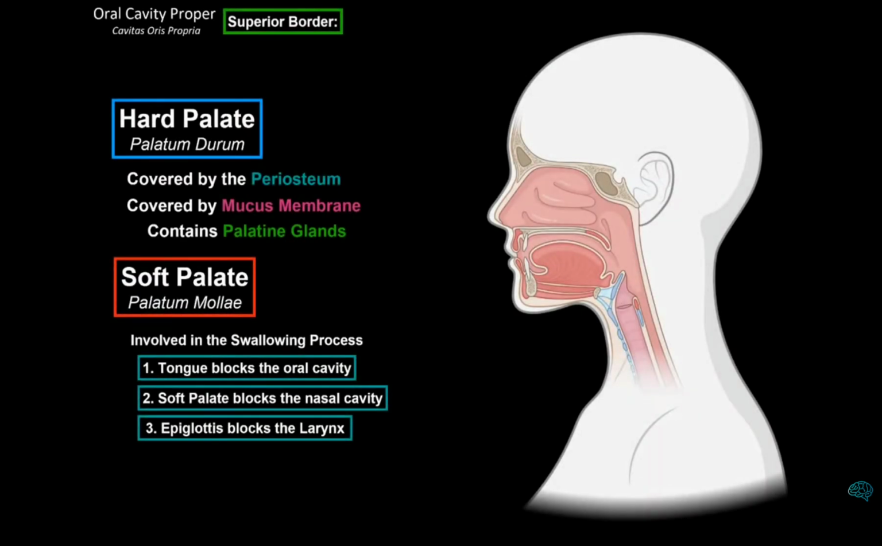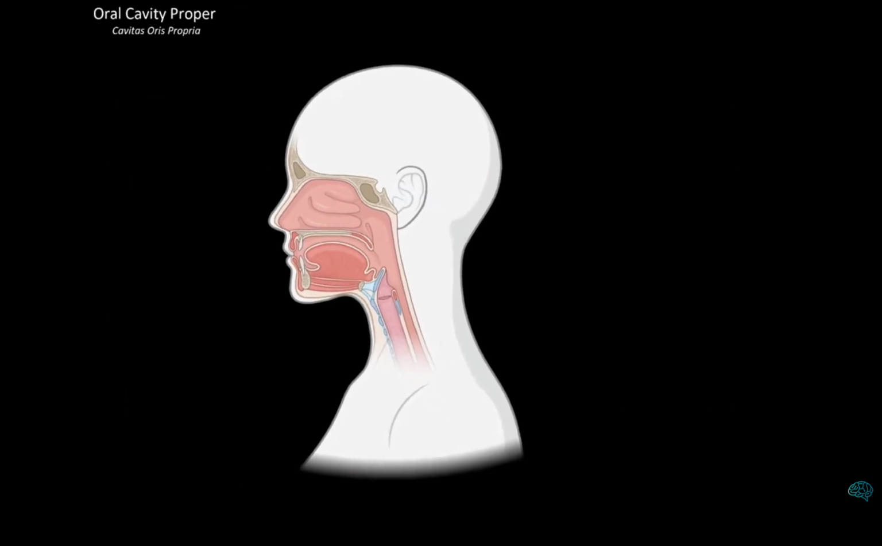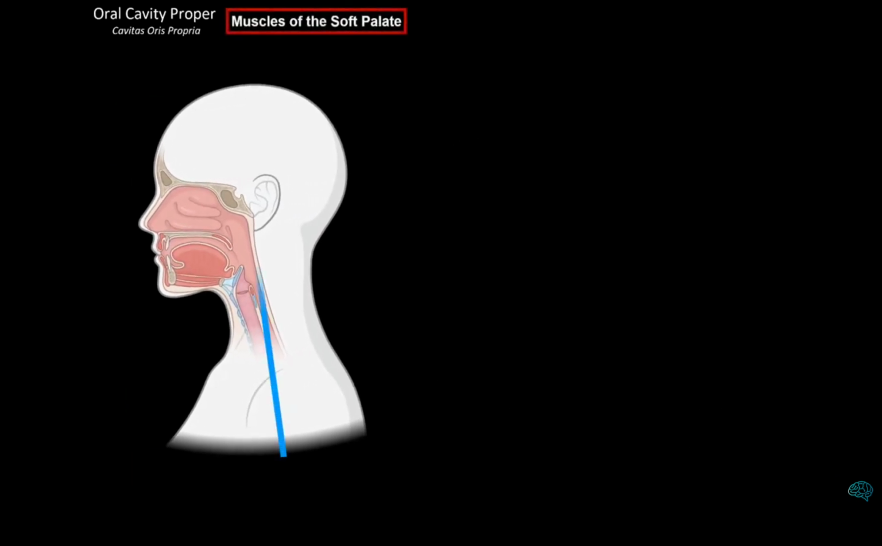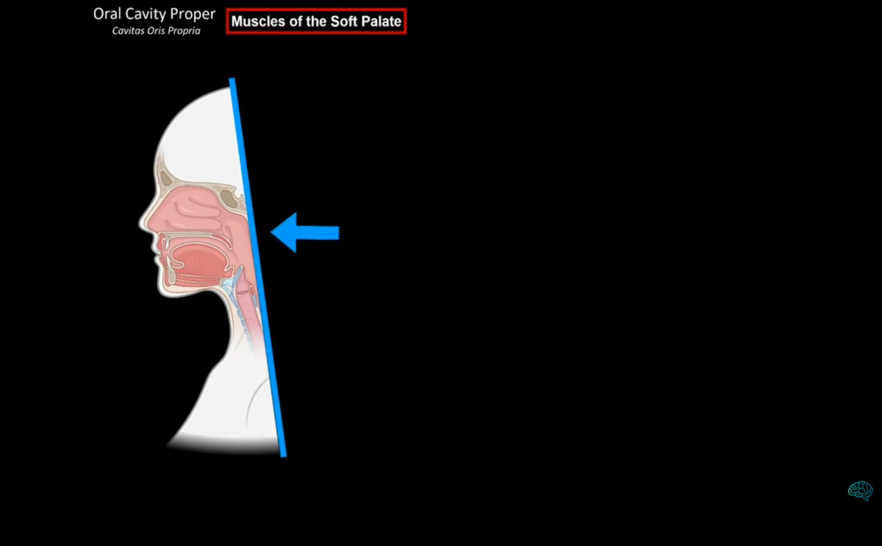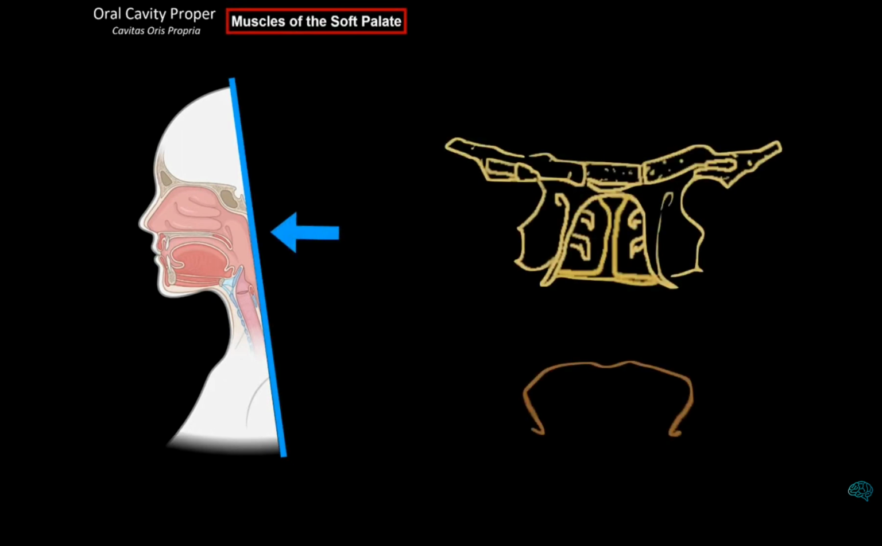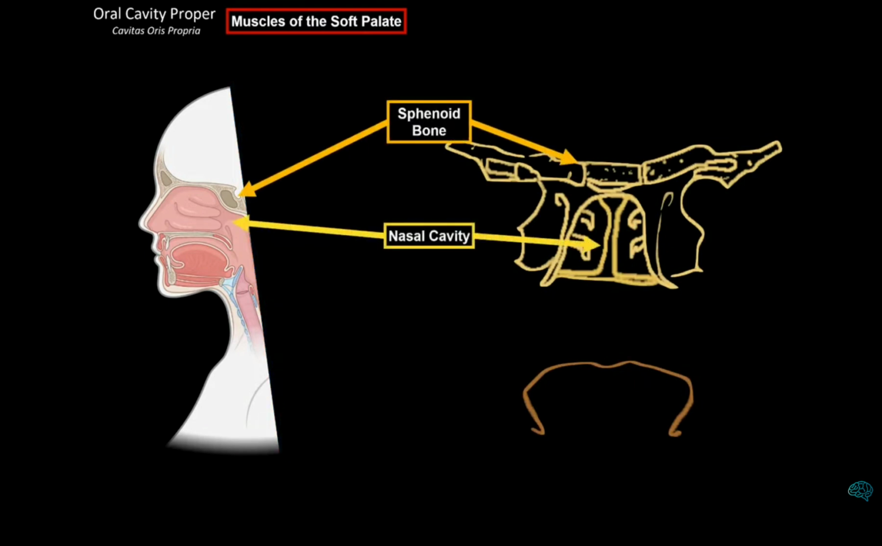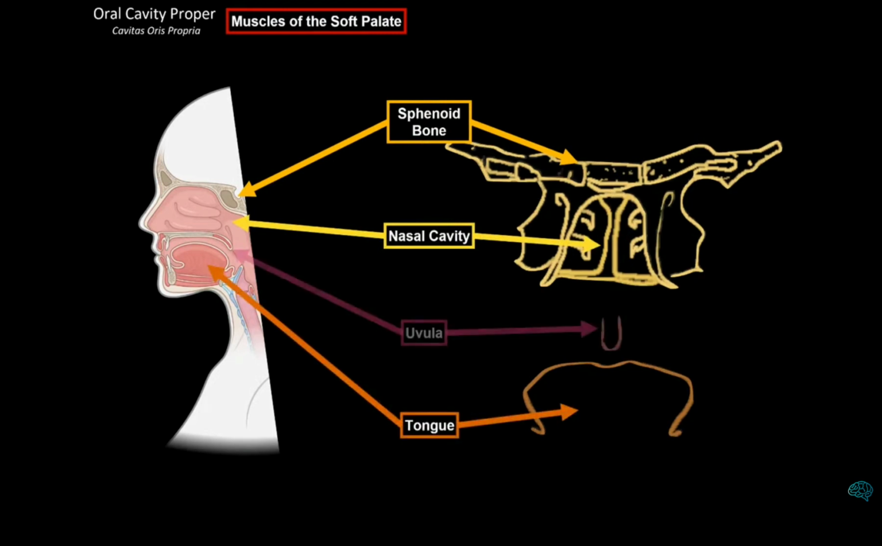The other thing you need to know about it is that it serves as an attachment point for 5 different muscles. So let's go through these muscles. To do that, we're first going to make a vertical cut like this and remove the backside and then look from this perspective. We will see this. So we have the sphenoid bone. We can see the nasal cavity with the septum here in the middle. We can see the tongue. We can see the uvula.